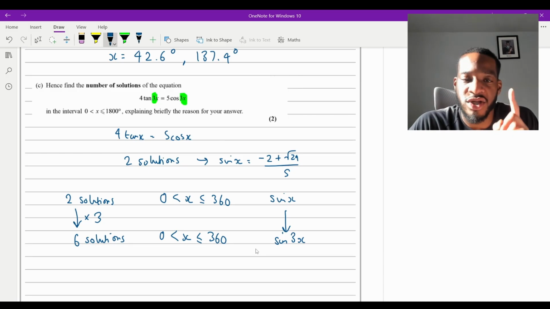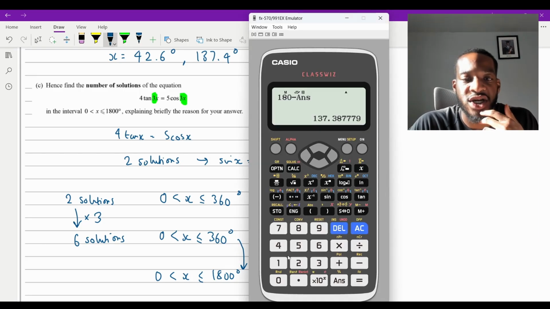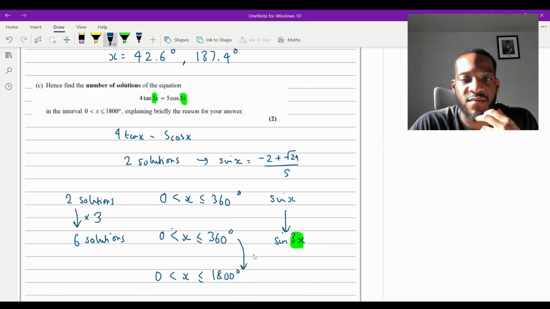Now, the question didn't ask for 0 to 360. It asked for 0 to 1,800. So we know that in one period, when we have a sine 3x, let me highlight in green so it's super clear, we have 6 solutions. But remember, we need it between 0 and 1,800. Well, you need to ask yourself, how many cycles are there from here to here? How many times does 360 go into 1,800? Let's check. 1,800 over 360 is 5, so I'm going to times by 5 here.